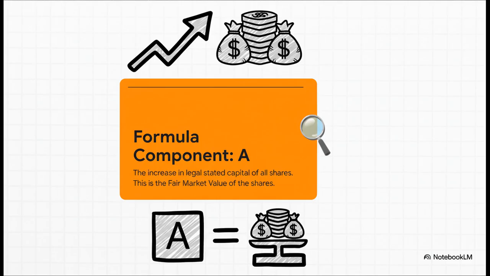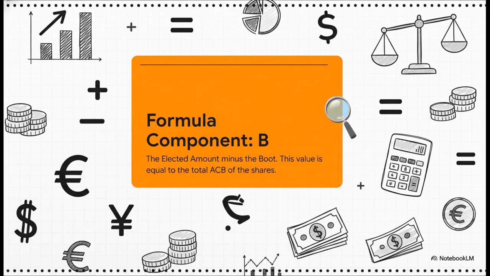Component A is simply the total increase in the corporation's legal stated capital. In our context, that's just the fair market value of the new shares that were issued. Now, component B should look very familiar. It's the elected transfer price minus any boot received. This is the exact same calculation we just used to determine the total adjusted cost base of the shares. So you can just think of component B as being the total ACB.